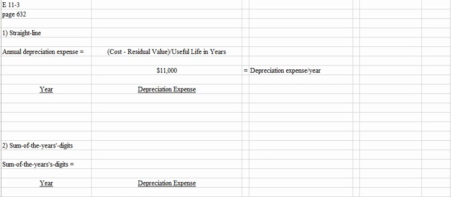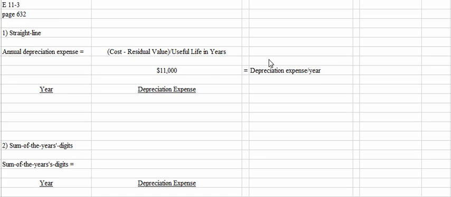Okay, we're now going to look at exercise 11-3 on page 632. You guys, this one is just a variation of the previous exercise, 11-2, except in this version, the machinery was placed in service on October 1st, 2016, rather than on January 1st, 2016, back at the beginning of the year. So in 2016, we're only going to take 3 months of depreciation as opposed to a full year.